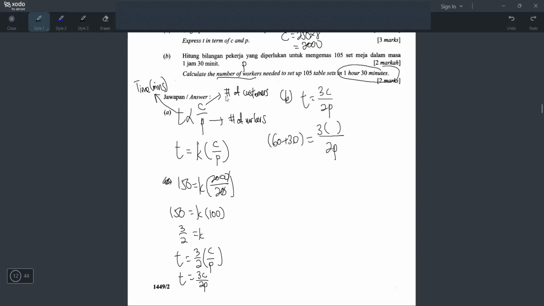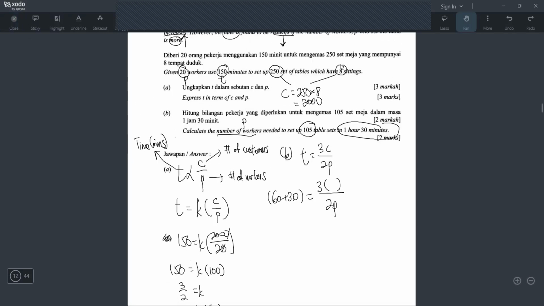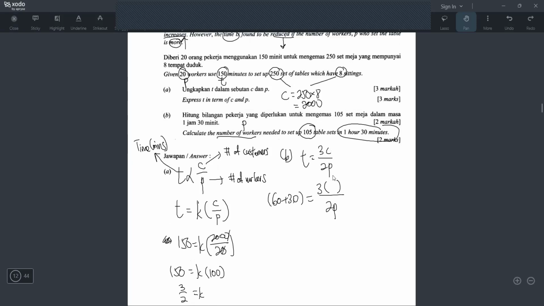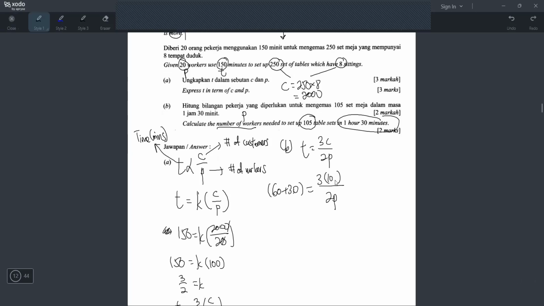Then what about the C? C is the number of customers. They never tell me the number of customers, they just say number of tables, right? But I already know one table can have 8 sittings. It means one table equals 8 customers. So if 105 tables, it will be 105 times 8 customers. Because I want the customers, I have to times 8, right?